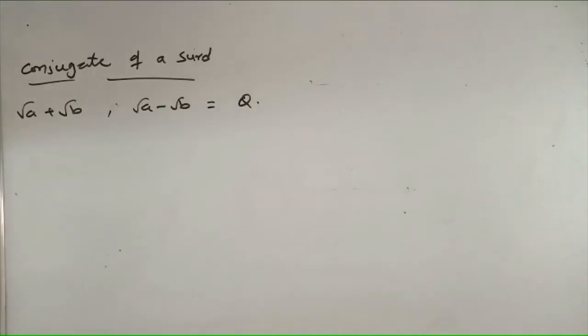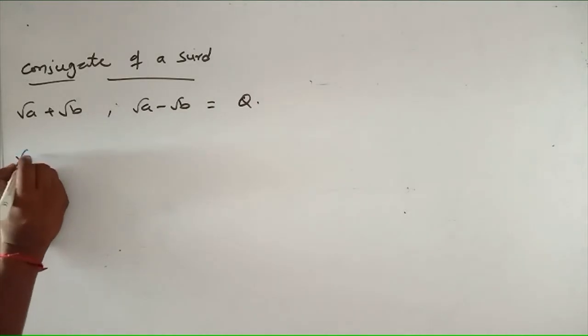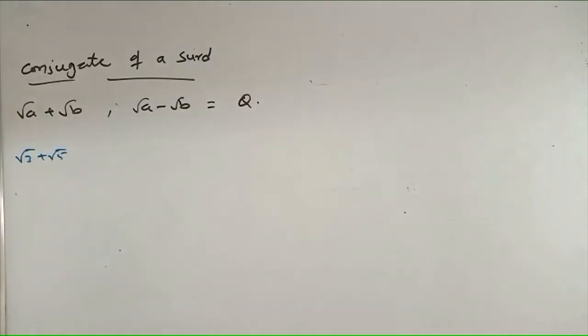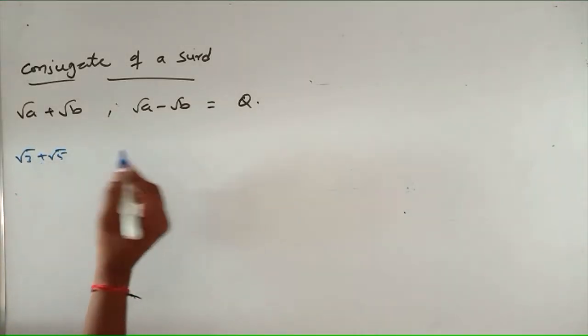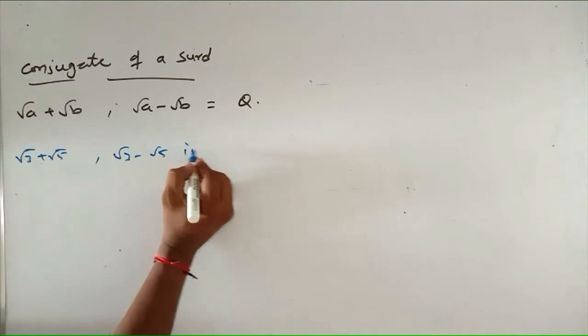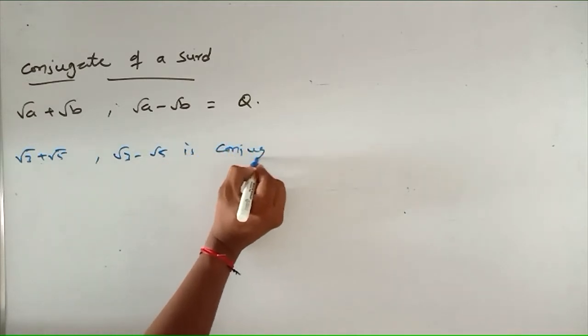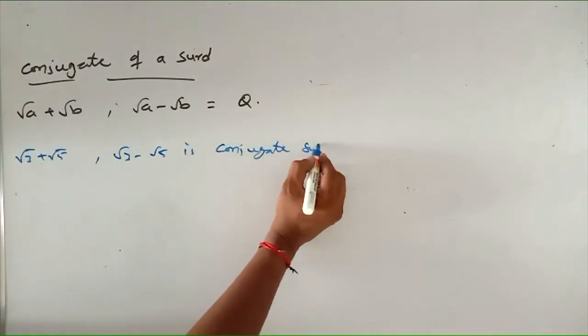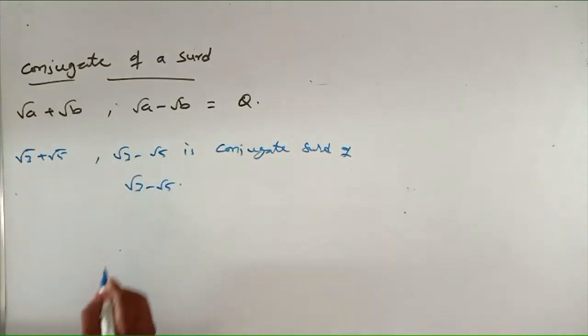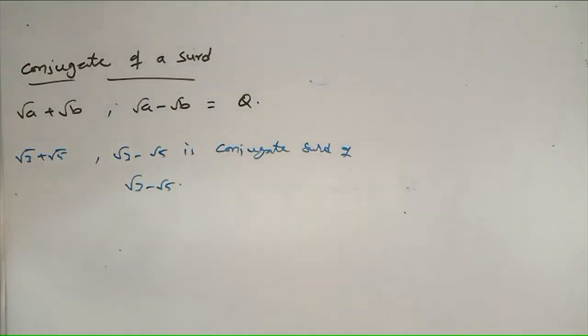Here, as an example, I am taking root 3 plus root 5. What is the conjugate surd of root 3 plus root 5? Here a plus is there, so simply take the opposite sign, that is root 3 minus root 5, which is the conjugate surd. In the same way, we will do some problems on that.